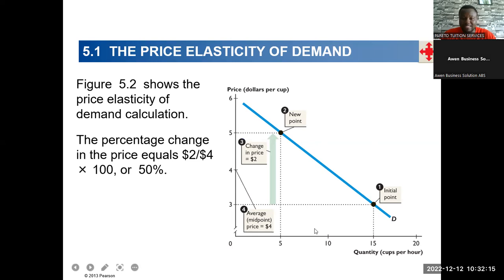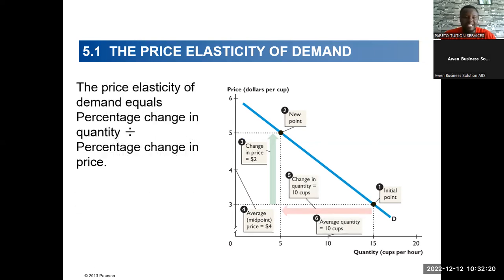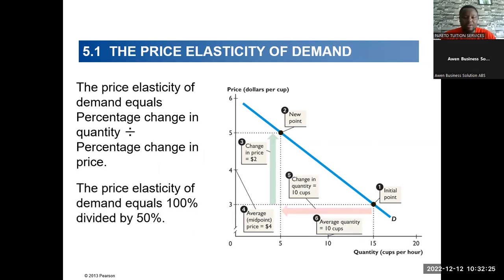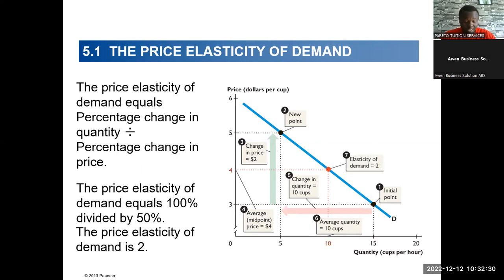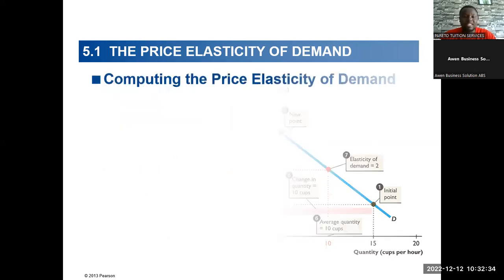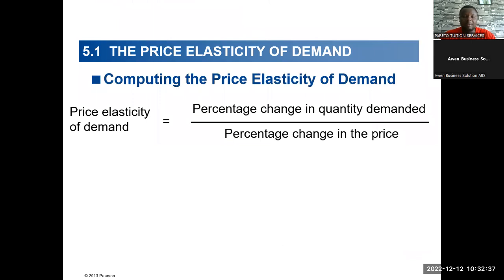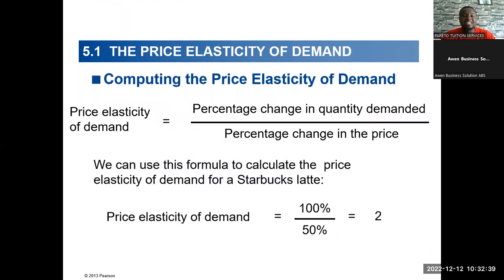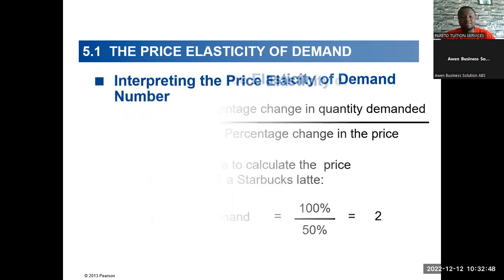We had 100%. So for us to find the price elasticity, we divide the percentage change in quantity by the percentage change in price. So 100% divided by 50%, that will give us what? 2. Is that okay? Yes. Good. So 2 means that what? The demand for Starbucks latte is what? Is elastic. 100% over 50% is 2. 2 is greater than 1, right? So the demand for the latte is elastic. What does it mean?